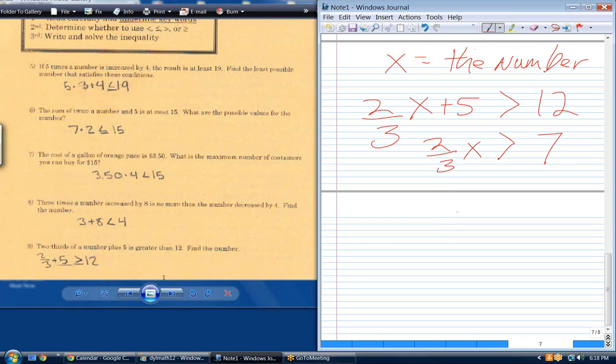So now you do 7 divided by 2/3. Let me do this real fast. It's 21 over 2. So x is greater than 21 over 2. Well, in this particular problem, they said find the number, but there's a whole bunch of numbers. As long as they're greater than 21 over 2, then we've satisfied that they're greater than 12.